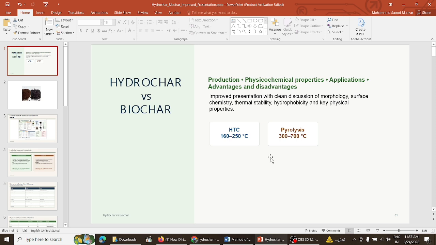Now, biochar is prepared under limited oxygen conditions. The feedstock would be rice husk, tea waste, palm leaves, and wood chips. The yield of hydrochar is 50 to 80%, and biochar is 20 to 45%. It depends on the weight percent and on the pyrolysis temperature.